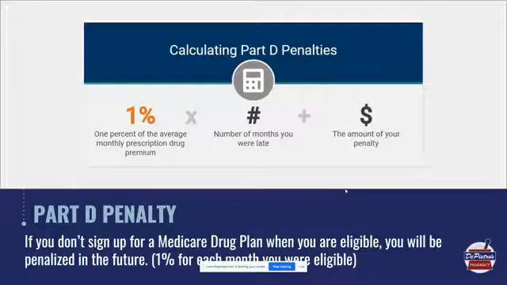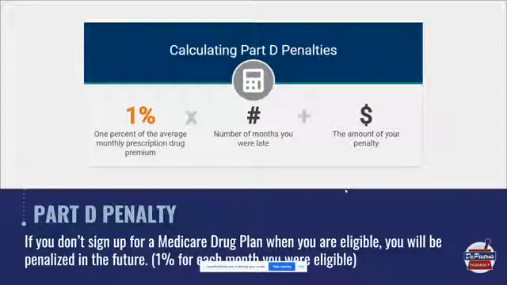The reason why I always tell people about signing up for a Part D plan if you have original Medicare is most people don't realize that if you don't sign up for a Part D plan when you're eligible, then you will be penalized when you do decide to sign up. So here's a real life example. I have original Medicare. I turned 65, but I'm not on any medicines. So I'm just going to not sign up for a drug plan because I don't need one. So why would I sign up for one?